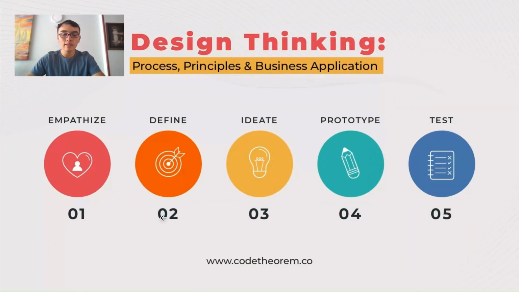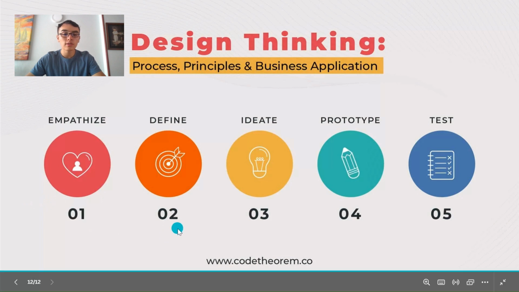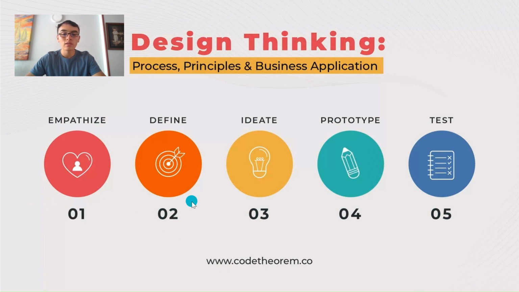Now, design thinking is a five-step process where, first, you empathize and understand your customers. Second, you define your customer's problem. Third, you ideate possible solutions to solve those problems. Fourth, you prototype some of these solutions. Five, you test these prototypes.